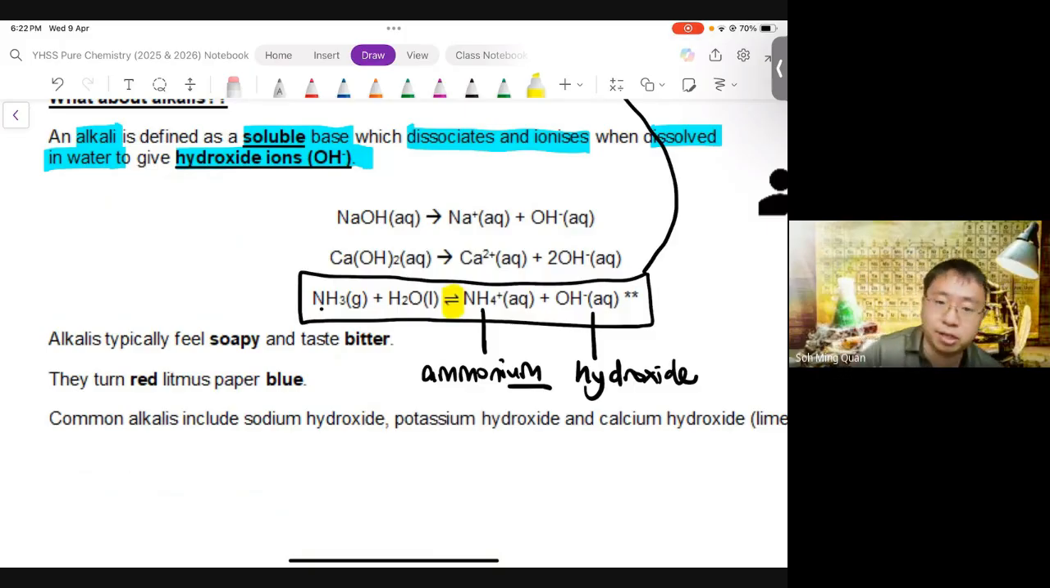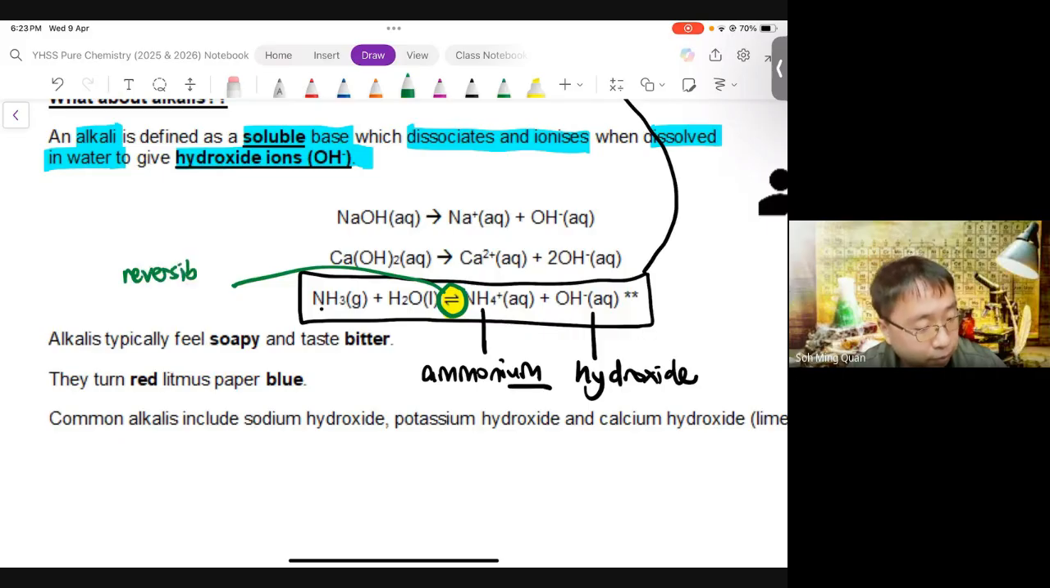If you look at ammonia's dissociation, there is again this arrow, which is two-directional. So if you recall, the two-directional arrow indicates reversible. It goes forward, it can go backwards. Reversible. And what did we learn about reversible? Just now, with acids, you learned: if the acid is strong, it dissociates and ionizes completely and irreversibly. However, if the acid is weak, it dissociates partially and reversibly. So reversible means it's weak.